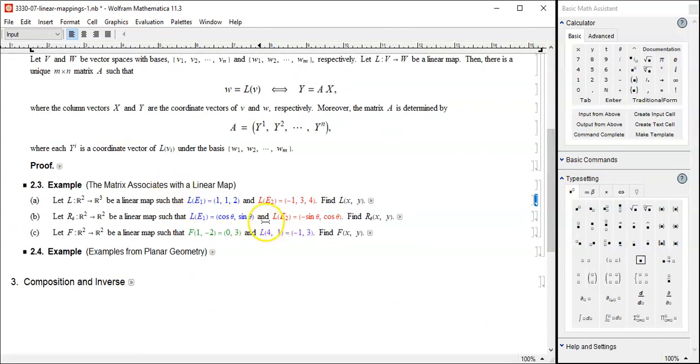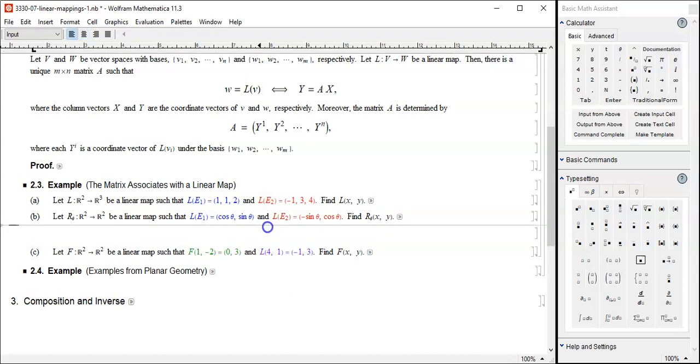Next example. E1 is going to cosine of theta, sine of theta. E2 is going to negative sine of theta, cosine of theta. Find out this linear map. Identify this linear map in matrix expression. Okay, let's go ahead and do that.